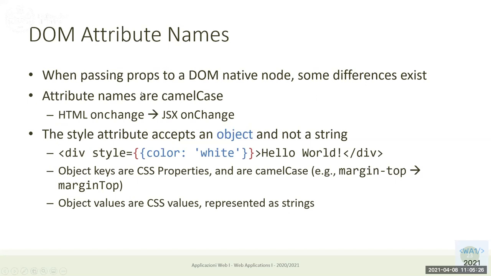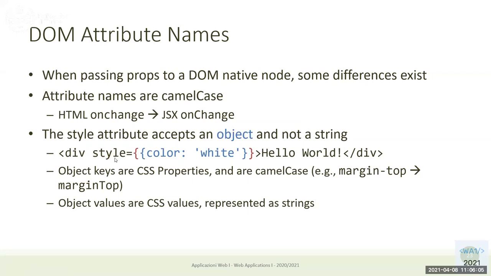You can also pass attribute names, so not only properties defined by your component, but also properties already defined in the DOM nodes. Just convert them. JSX is always using camel case. For example, onclick in HTML is usually all lowercase. In JSX, you must have a capital C for onClick, for onChange, and so on. So all the attributes which are composed of different words need to be capitalized in this way, like the JavaScript standard. And in particular, there's a style attribute.